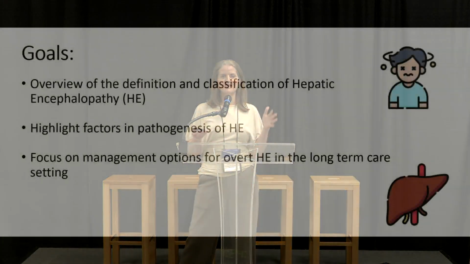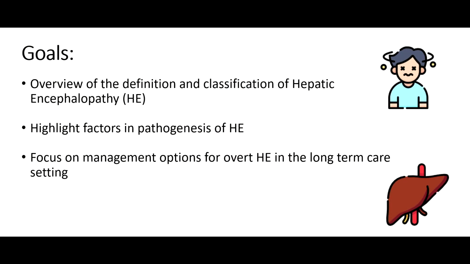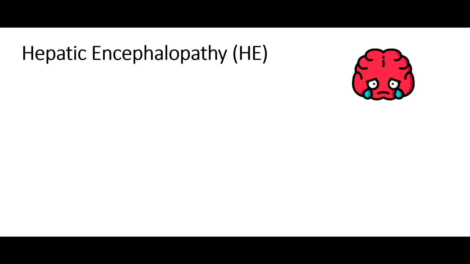All right, so goals today. One of the things is I wanted to talk about just the overview, the definition and classification of all these different terms we use to talk about hepatic encephalopathy. And then I'm going to highlight a little bit of the pathogenesis, mainly so we could think about why the different tools work in looking at what's driving hepatic encephalopathy in our chronic liver disease patients. And then we'll focus a lot and try to actually come up with some practical things about how to treat overt encephalopathy in the long-term care setting.